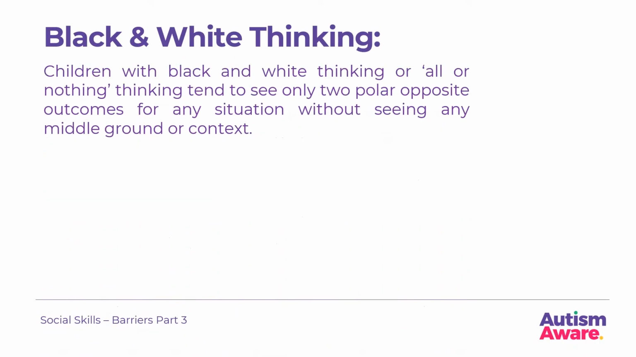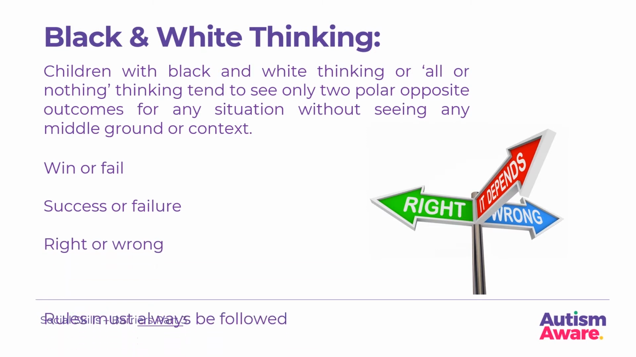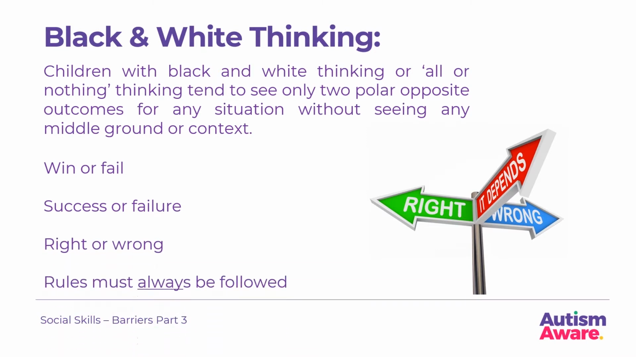Black and white thinking. Individuals with black and white thinking, or all or nothing thinking, tend to see only two polar opposite outcomes for any situation without seeing any middle ground or context. Win or fail, success or failure, right or wrong, rules must always be followed.